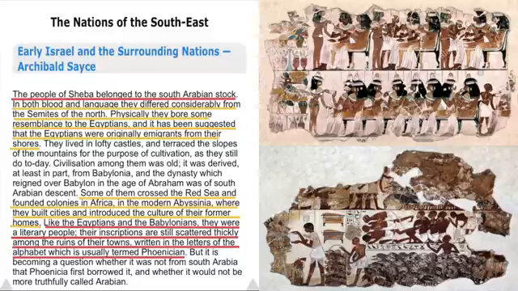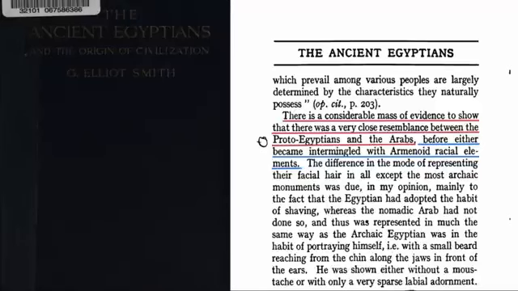And there to the right hand side of your screen are ancient depictions of Egyptians. Basically, these people would have been dark brown skinned, black haired, dark eyed. And of course, the description of Joktonites looking like Egyptians fits along with what Elliot Smith said in his book, The Ancient Egyptians and the Origin of Civilization: there is a considerable mass of evidence to show that there was a close resemblance between the Proto-Egyptians and the Arabs. So it's funny how all these books sort of just follow along.